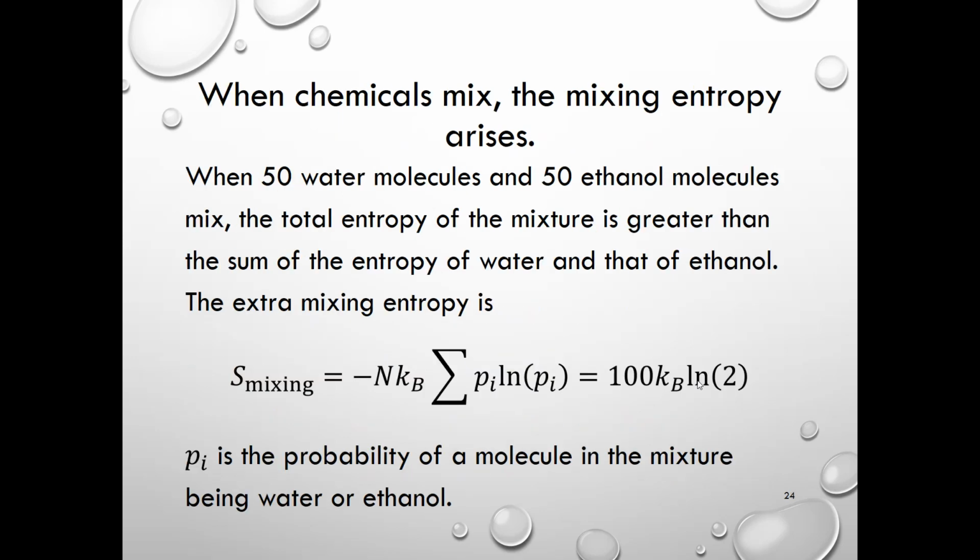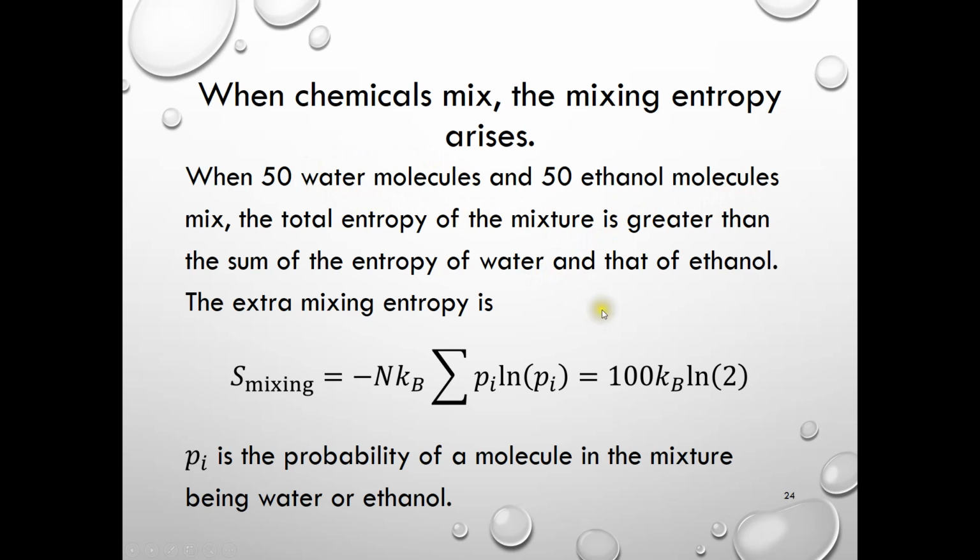When chemicals mix, we have additional mixing entropy. So if we mix 50 water molecules and 50 ethanol molecules, the total entropy of the mixture is greater than the sum of the entropy of the water and the entropy of ethanol. We have additional mixing entropy.